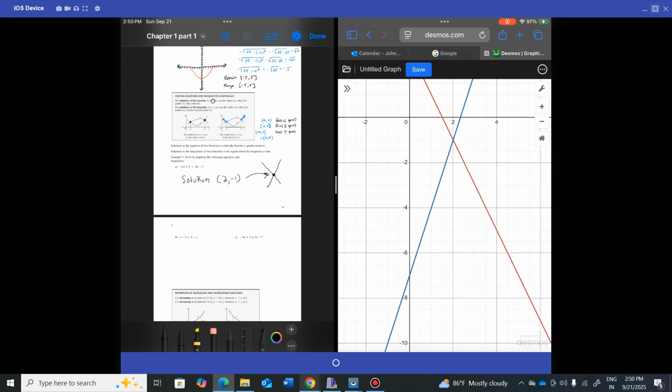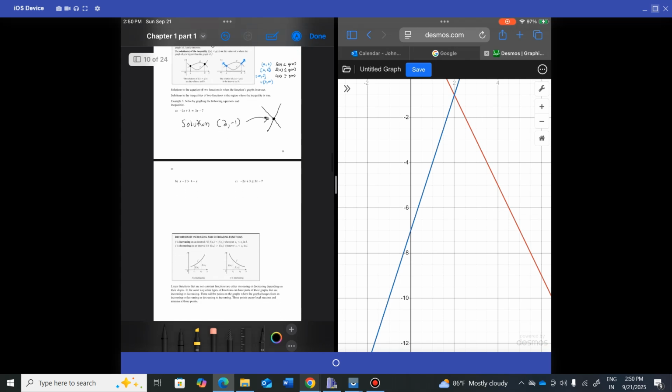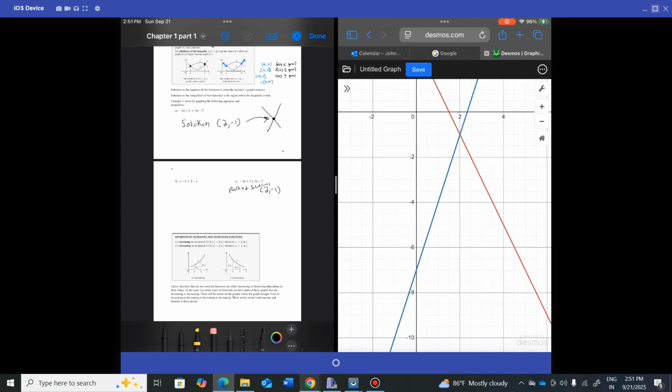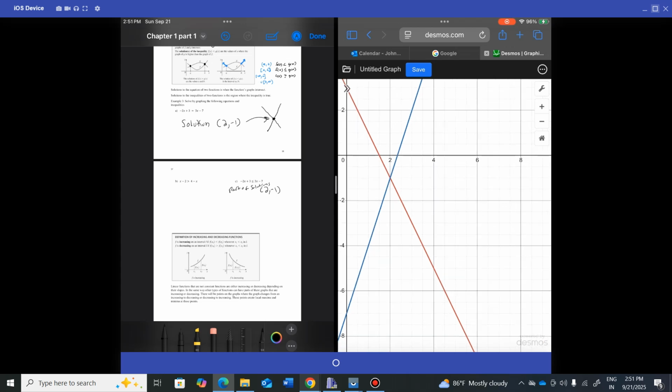Now we're going to look at, I'm going to do C first because that has the same thing, when negative 2x plus 3 is less than or equal to 3x minus 7. So 2, negative 1 is a part of the solution. Which one is that? That is the red one. Now we want to see where that red one is less than. Well, it's less than when x is greater than 2.